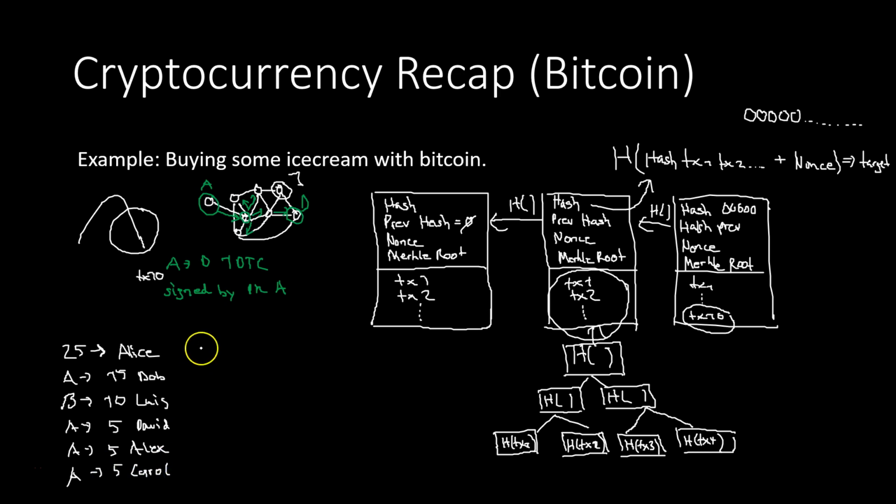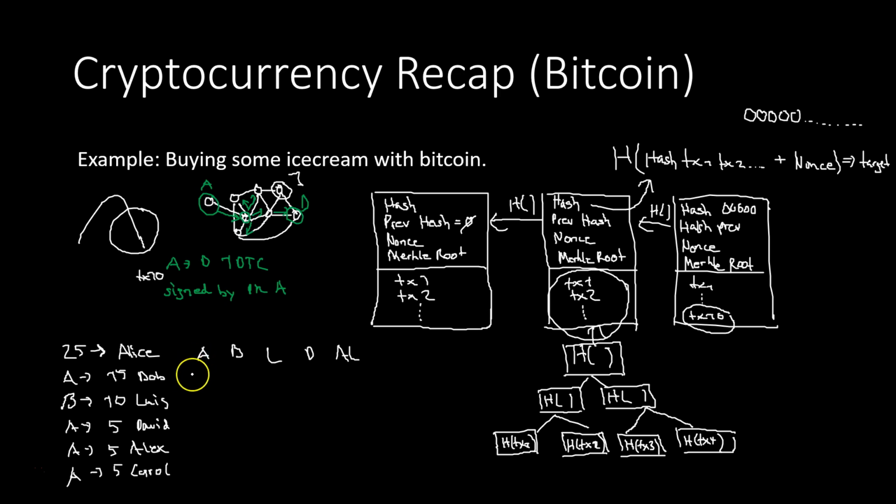we would have to store the current balance for each person. So we need to have an account store and update that every time something happens in the system with the transaction. So we would have an account for Alice, for Bob, for Louis, David, and Alex. And so we have to update this data structure every time we have new transactions happening in the system.